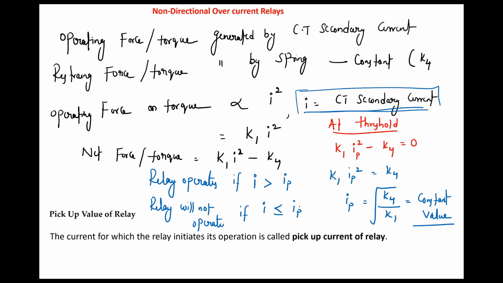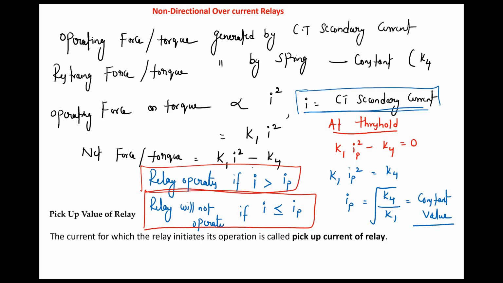So the plunger or disc will not move. Any current just above the pickup value, it will move. So for secondary CT currents less than or equal to IP, the relay will not operate. It only operates when I is greater than IP. Understand? So for every overcurrent relay, there is a pickup value above which the relay will operate. At or below that value, the relay will not operate. Understand? So in an overcurrent relay, the operating force or torque is directly proportional to I square.